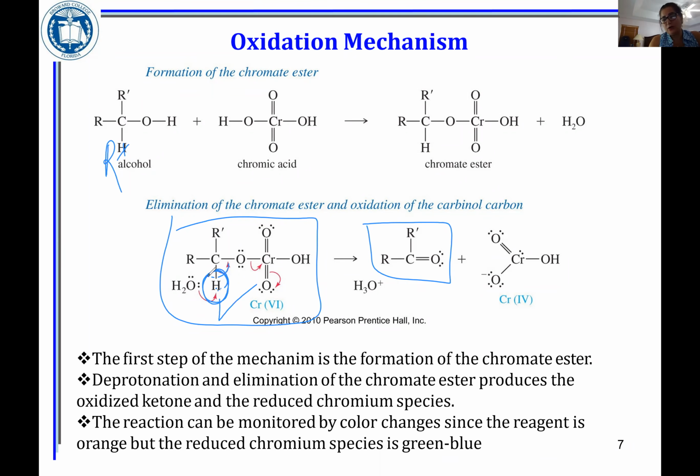For primary alcohols, you have two of them. For secondary alcohols, you have one hydrogen that is needed to drop in a pair of electrons to form the carbon-oxygen double bond. But for tertiary alcohols, you do not have this hydrogen. And since you don't have that hydrogen, tertiary alcohols do not oxidize.